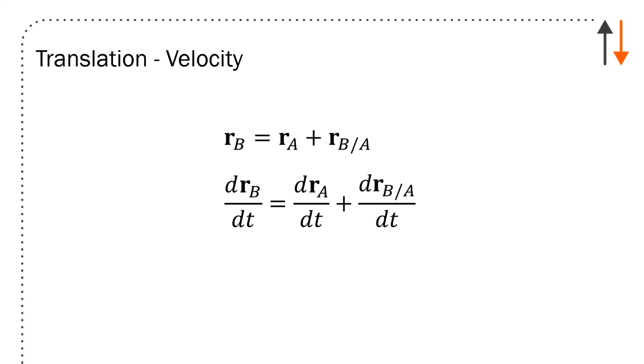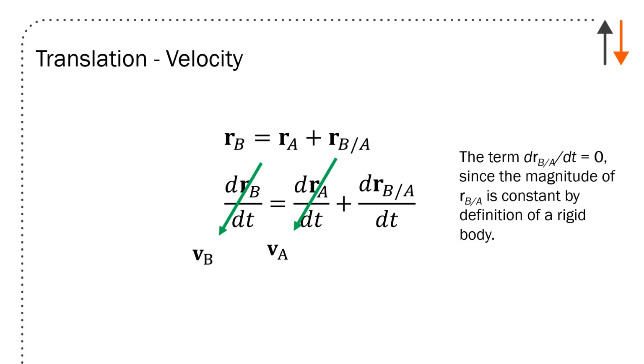Differentiating it means that I'm taking the rate of change of position with respect to time, and I have dr_B/dt, dr_A/dt, and dr_B/A/dt. Now, the first two terms go to velocity, v_B and v_A. But I know that A and B never change in terms of the total distance, nor do they change in the angle. And so this last term goes to 0.